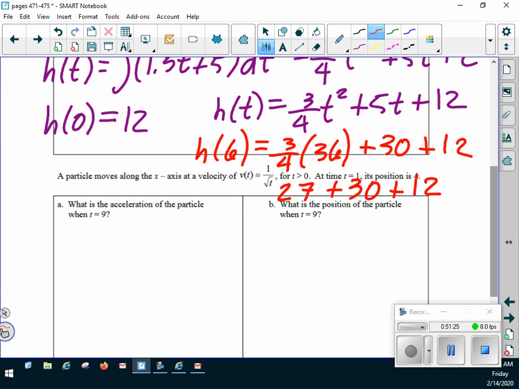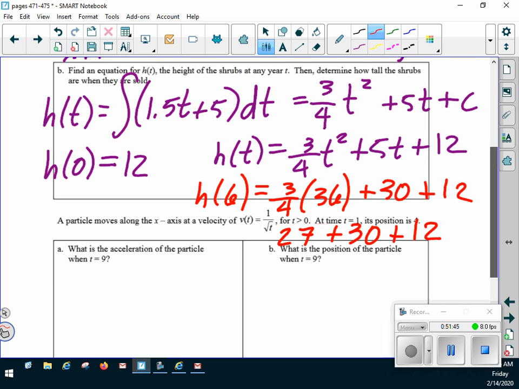69? So what sentence would we write? The shrubs are 69 centimeters tall when they are sold. Mm-hmm. Wait, do we have to write that? Yeah. What did it ask? Well, I still prefer, for me, a sentence.